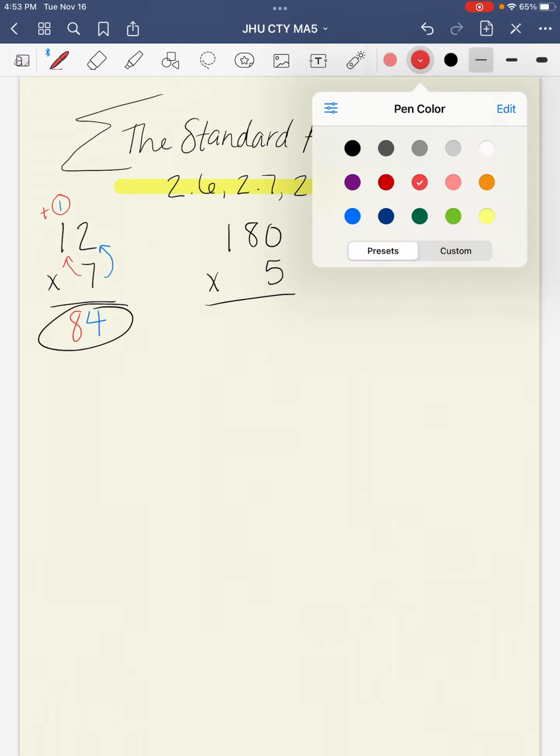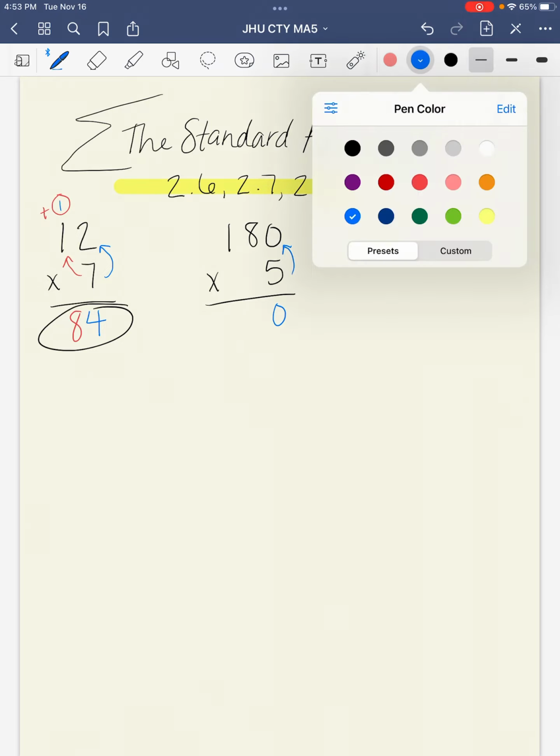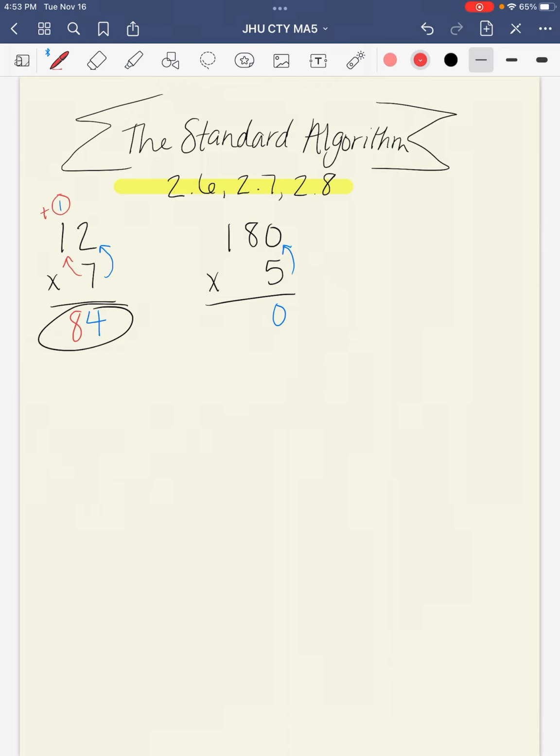I'm going to switch our pen color back here. So we're going to start on that right side. 5 times 0 is 0. I have nothing to carry, so nothing extra gets added on. Then I have to distribute again. 5 times 8, really, if you're thinking about those arrays we did, it's actually 5 times 80. So 5 times 8 gives me 40. The 0 I'm going to keep down here, and I still have a number to multiply, so I have to carry that 4.